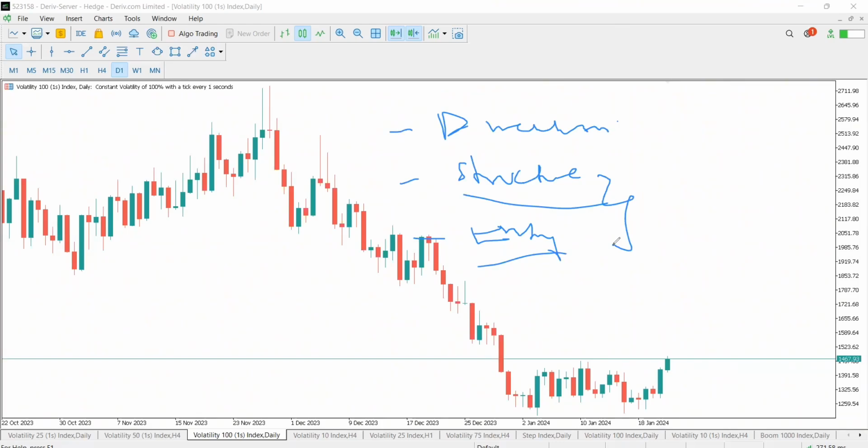Now, by structure, I mean the topics that we have been studying here. Let's say an impulse. You want to trade an impulse, or a W, a head and shoulder, an inverse head and shoulder. So that's what we mean by structure. Or you want to trade the trend line, a third touch. For example, an example on V75, that was a third touch on a weekly. So that was a structure that you could trade, right?